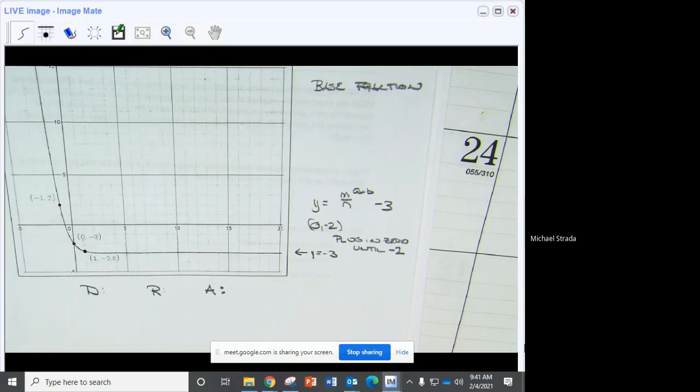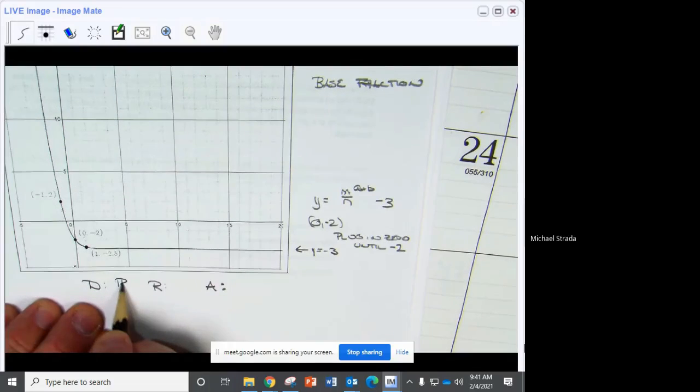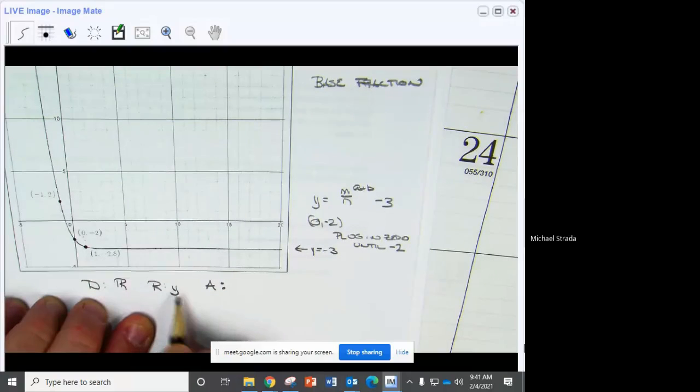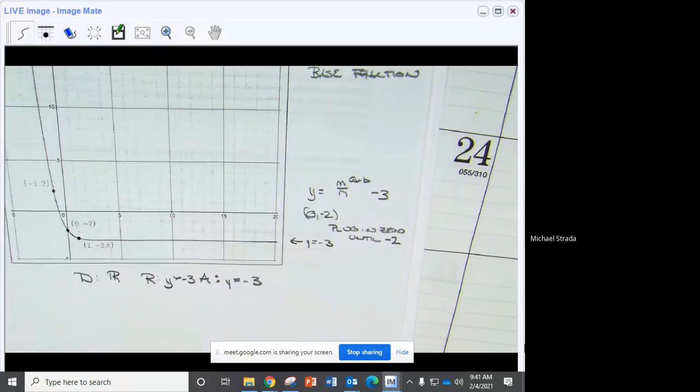Okay, 10 more seconds. All right. Domain's all real numbers for all these. The range, even though it's decreasing, everything's above it, so y is greater than -3. And then the asymptote y equals -3. And those numbers will always be the same.